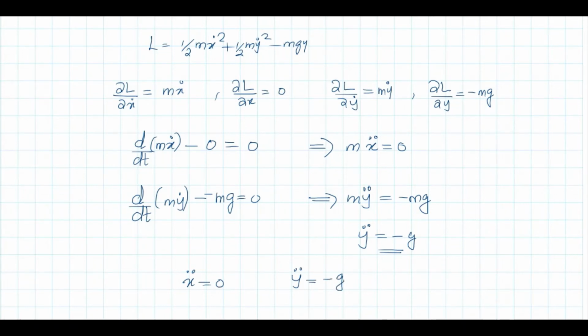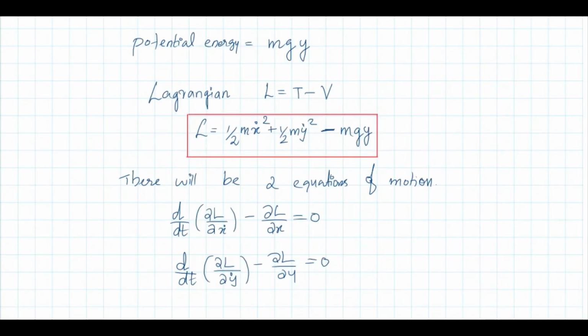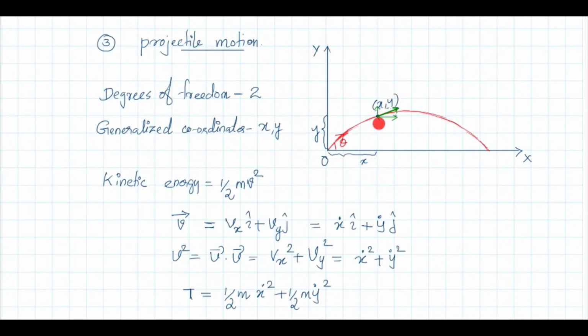What is the meaning of these statements? X double dot is equal to 0 means acceleration along x direction is 0. Y double dot is equal to minus g means acceleration along y direction is minus g. As you all know, for a projectile motion, the only force acting on it is gravity, and it is in the vertically downward direction. That is why it is minus g. Okay, acceleration along y direction is minus g, and acceleration along x direction is 0.